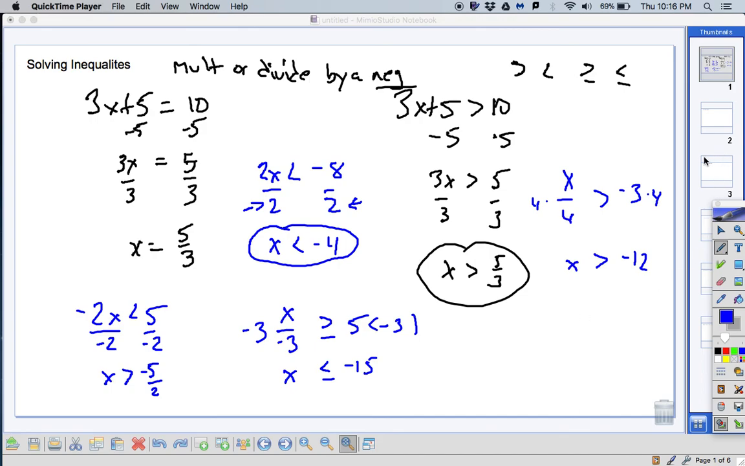Alright, so if you have any questions, go ahead and make sure you ask, but this is how you solve inequalities, and the only difference is when you multiply or divide by a negative. Otherwise, you treat it exactly the same way.